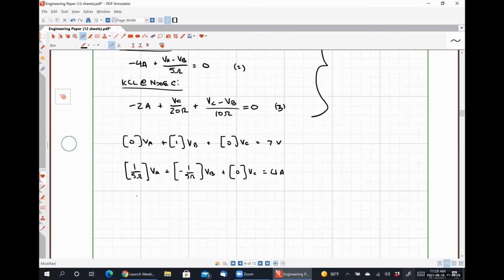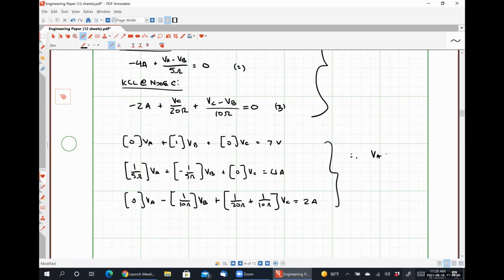My third equation is going to be 0 VA minus 1 over 10 ohms times VB plus 1 over 20 ohms plus 1 over 10 ohms VC is equal to positive 2 amps. And now I can solve these three equations. So somebody tell me what my answers are for VA and VC, since I know VB better give me 7 volts or I've made a terrible mistake.